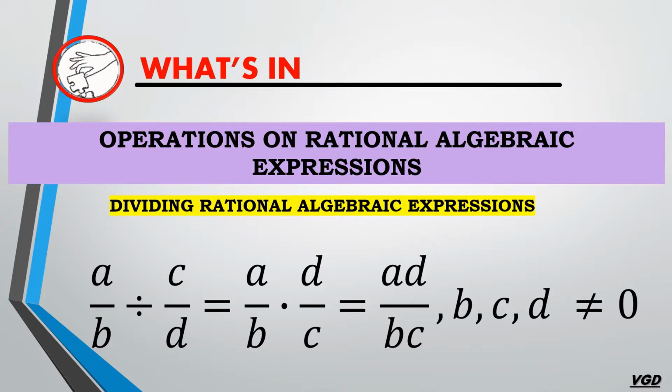We also have dividing rational algebraic expressions following the pattern a over b divided by c over d is equal to a over b times the reciprocal of our divisor, which is d over c, which results in ad over bc, where b, c, and d should not be equal to 0.